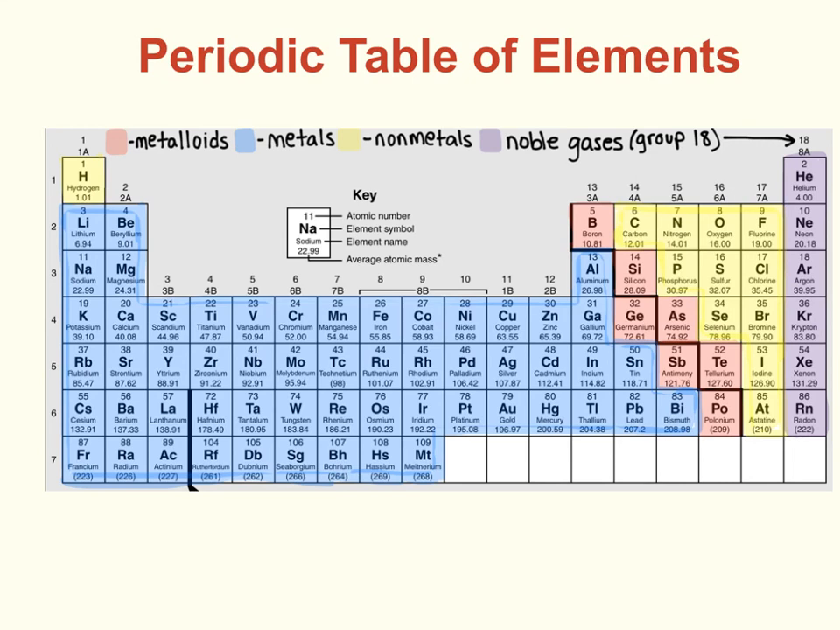Also keep in mind one exception to the metal-nonmetal rule. In general, metals are on the left of the zigzag, nonmetals are on the right, but one exception is hydrogen. Even though hydrogen is on the left-hand side, we do count it as a nonmetal because of its properties.